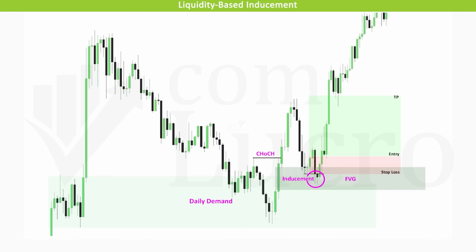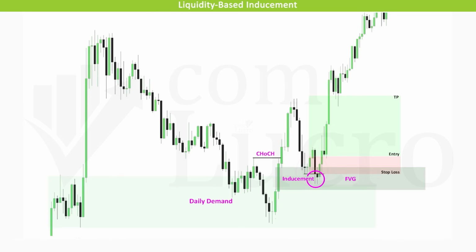It triggers early buyers, creates liquidity below price, makes the market appear weaker than it actually is, and traps traders who place their sell stops beneath the inducement low. All of those stop losses become the liquidity institutions need to fuel the genuine bullish move.